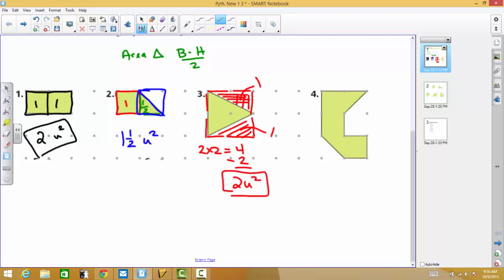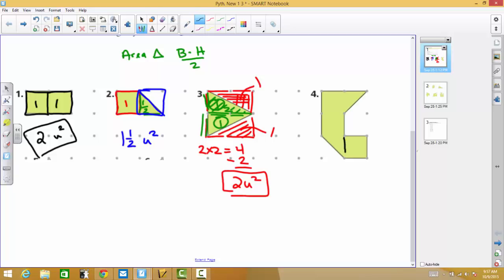The other way is to just break the triangle up. This triangle has a height of 2 and a base of 2. You can think of it as 2 separate triangles, or you can think of it as one big triangle. So regardless, the area is 2. This would be 1 and this would be 1, or you have a 2 by 2, which is 4, divided by 2, which is 2. So the area is 2 units squared.